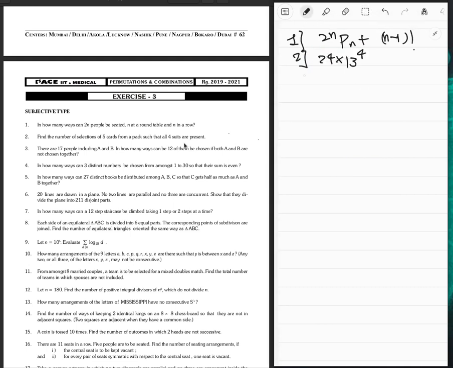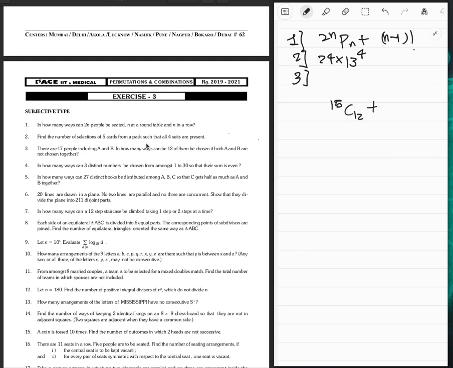Alright, cool. Next question. There are 70 people including A and B. In how many ways can 12 of them be chosen if A and B are not chosen together? First you can break that up. Say neither A nor B is chosen. Then there are only 15 people, so just 15C12.